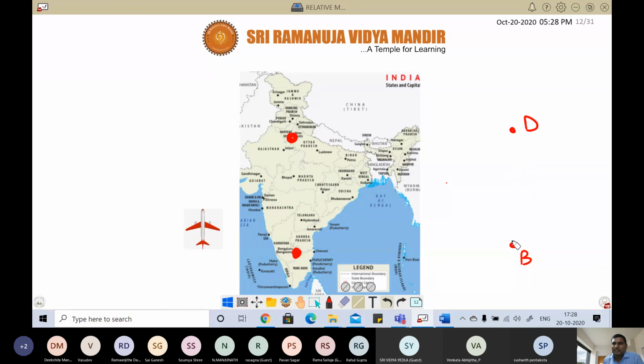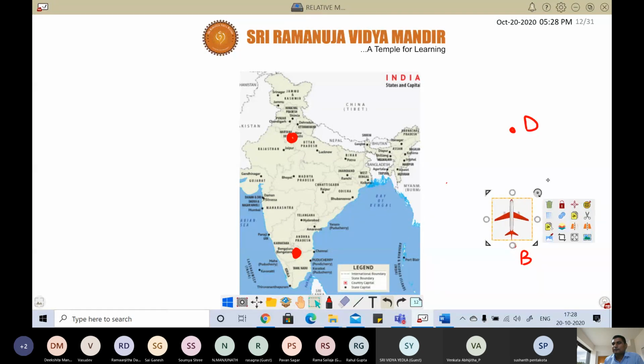Now if there is no wind, then this aeroplane can be directed like this only, correct or not? So you can directly reach Delhi if there is no wind. But generally wind will be there, correct or not?